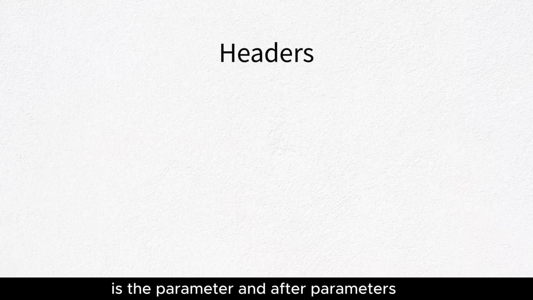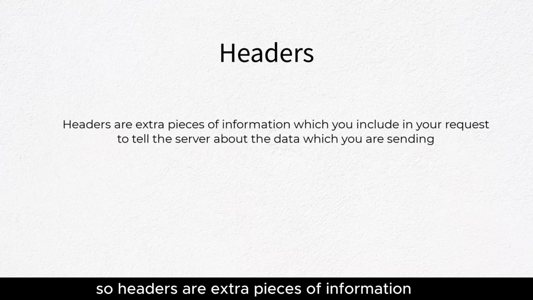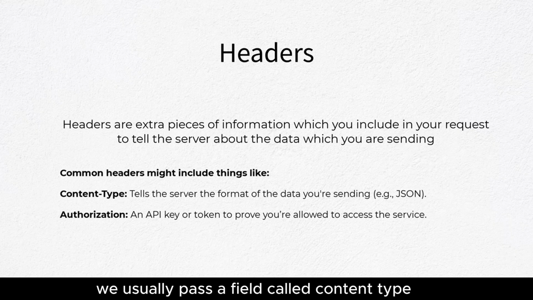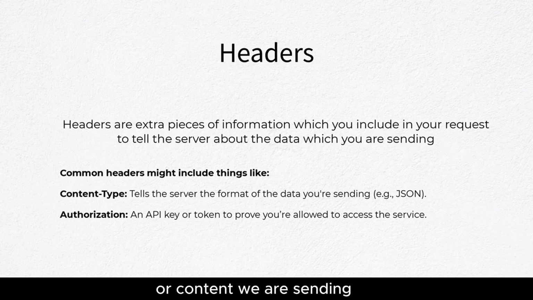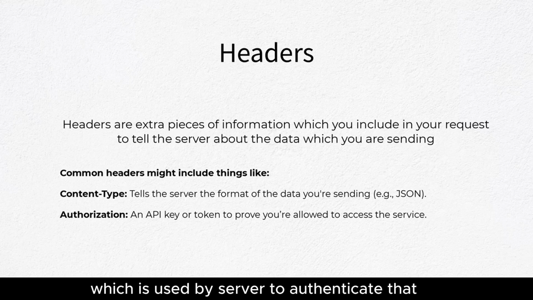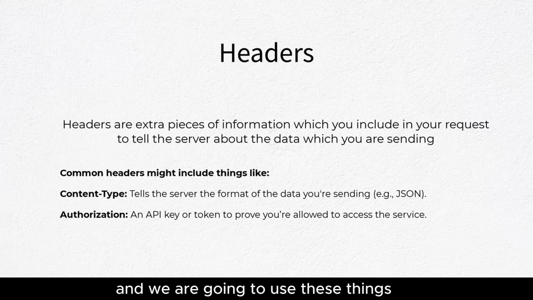And after parameters, the next thing is header. So headers are extra pieces of information which you include inside your request to tell the server about the data which you are sending. In the header, we usually pass a field called content type, and there we can specify the type of data or content we are sending. And then we usually pass an API key in the header, which is used by the server to authenticate whether we can access their API or not. And we are going to use these things inside our application.